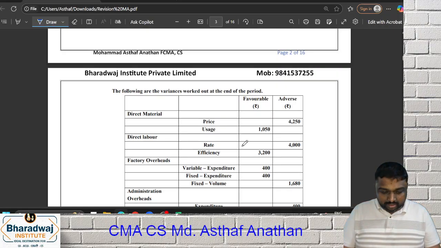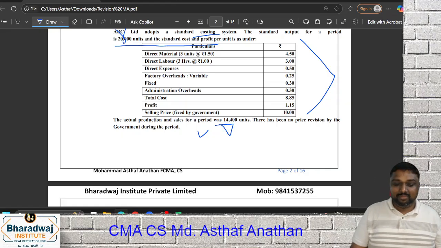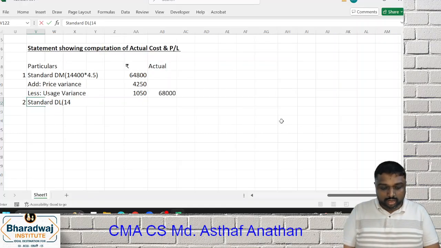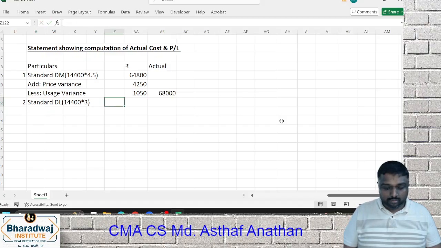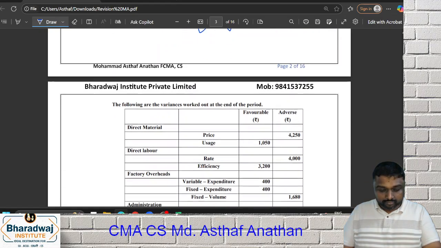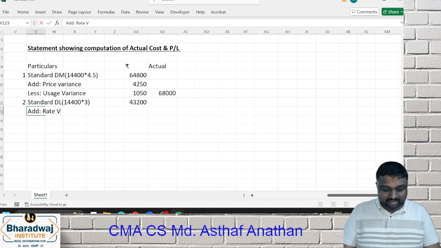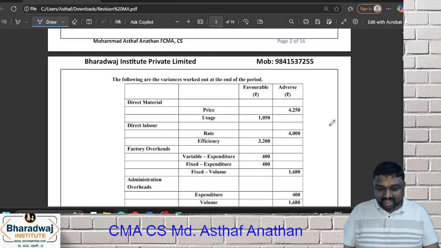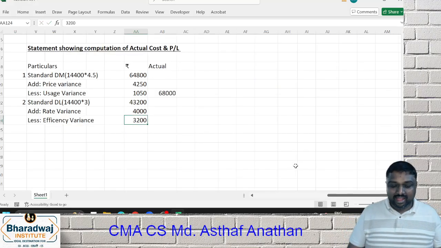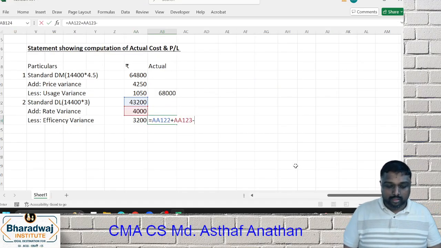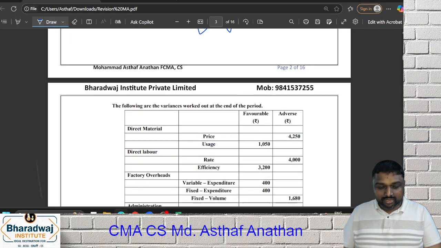Next, we can go for your standard labor. What is your standard labor? Again, the same step. It is 3 rupees. So 14,400 into 3. Add rate variance, less efficiency variance. So add the rate 4,000, less efficiency. Hope you understand the logic behind the add and less. You got 44,000.